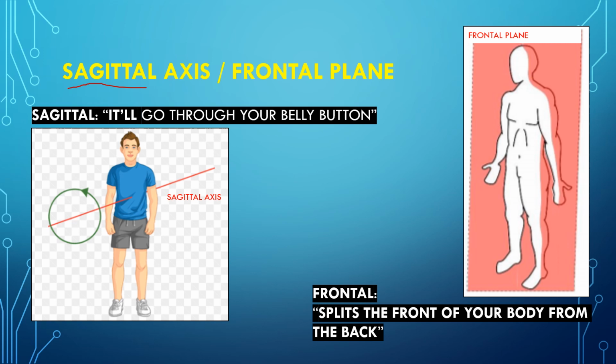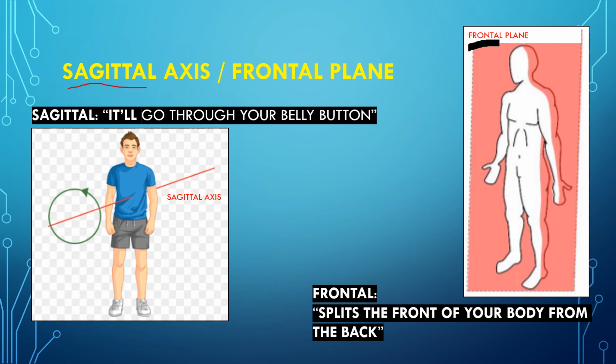Plane. Now, how are you going to remember this? This one may be a bit more straightforward. Your frontal plane, remember it's that sheet of glass that splits the front of your body from the back. So the front of your body from the back is frontal. So your frontal plane splits this.